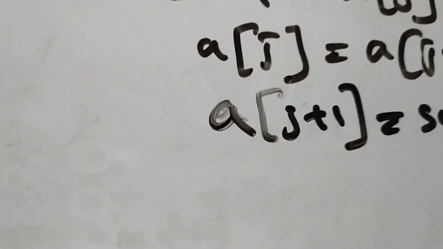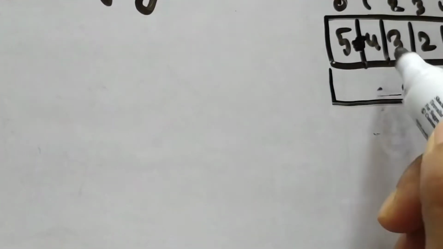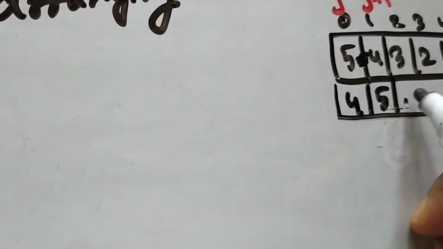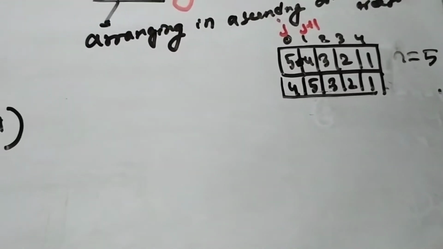So they are exchanged. What is the new array now? Since these values are exchanged, now they are 4, 5, 3, 2, 1. This is the new array.